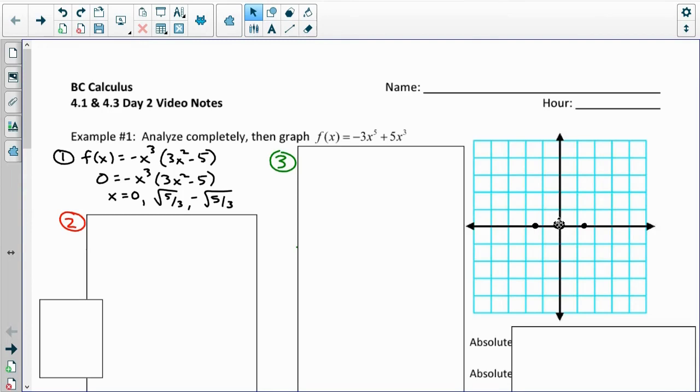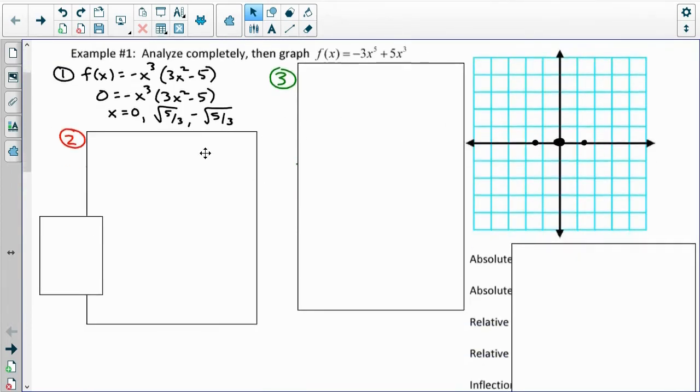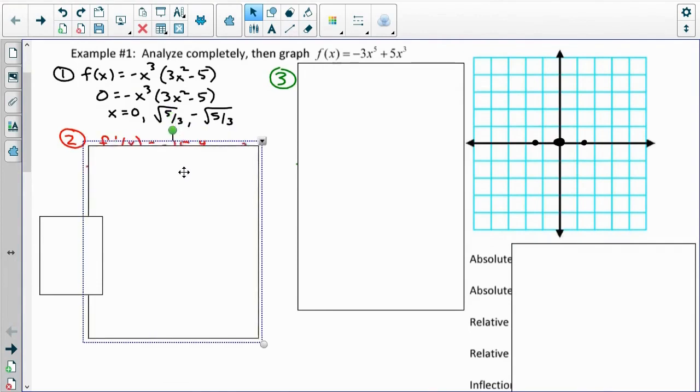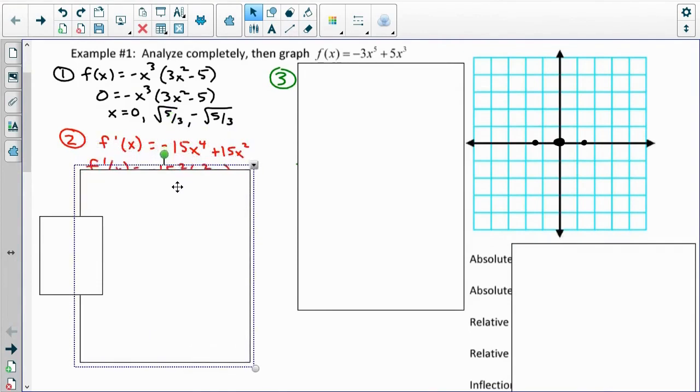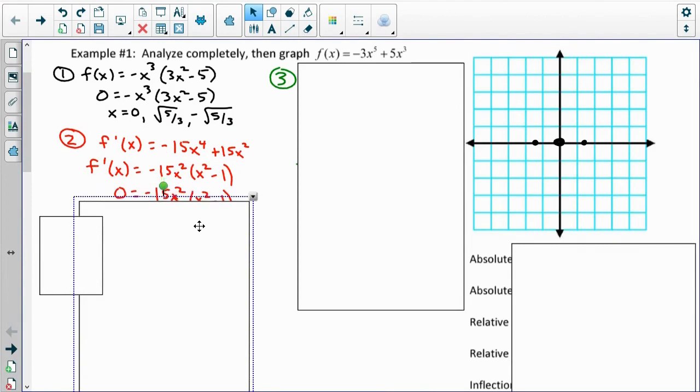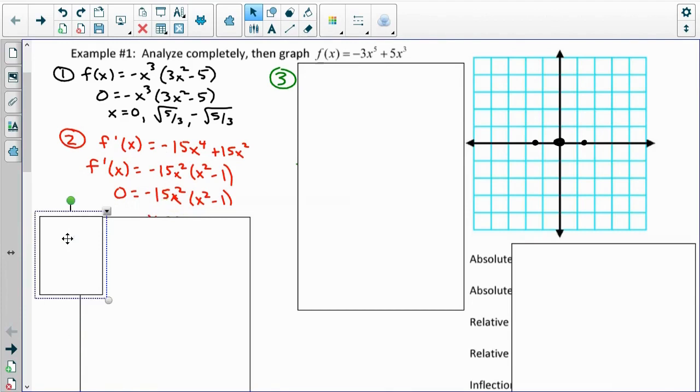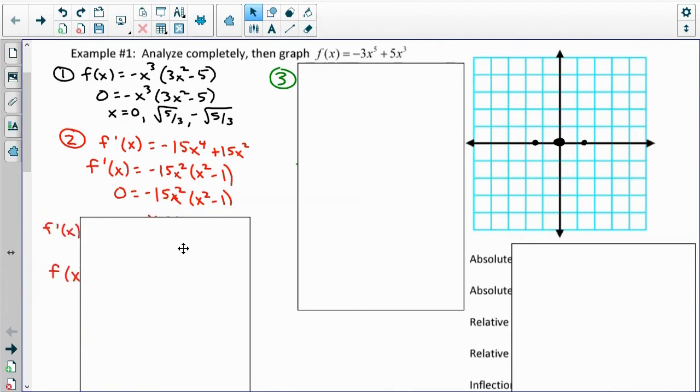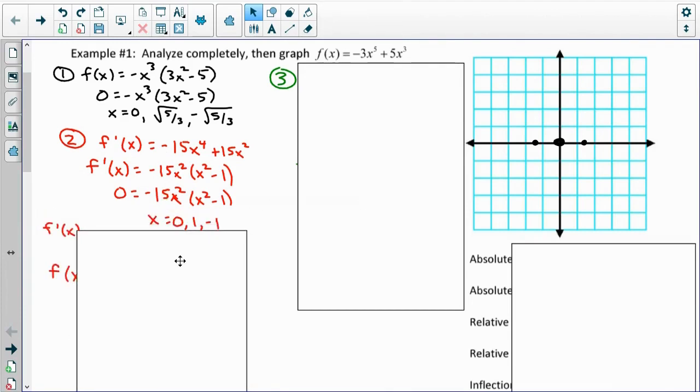Now we're going to take a look at the derivative. And so when we look at the derivative of the function, f prime of x, we just take the derivative, negative 15x to the fourth plus 15x squared. I'll factor out a negative 15x squared. We set it equal to 0. And what ends up happening is the derivative function is 0 at 0, 1, and -1.